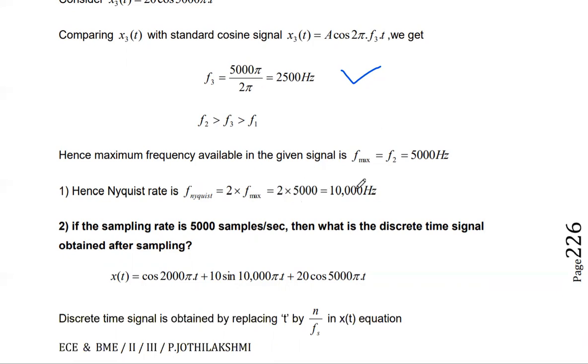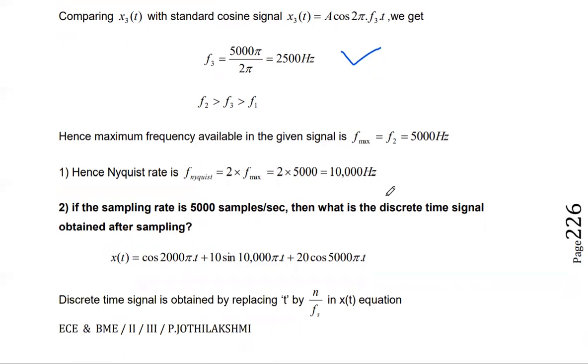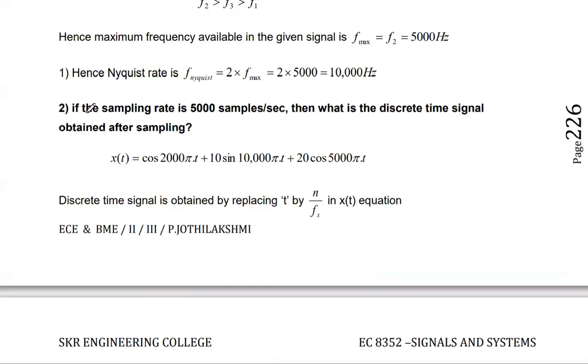So 2 into 5000 is 10,000 hertz. So the 10,000 hertz is the Nyquist rate. Okay, and the second one, what is the second question? If the sampling rate is 5000 samples per second, what is the discrete time signal obtained after the sampling process?